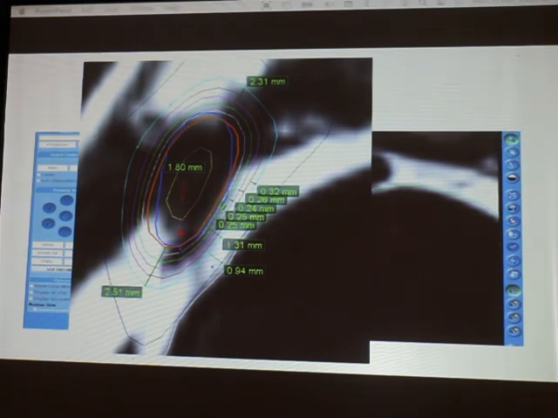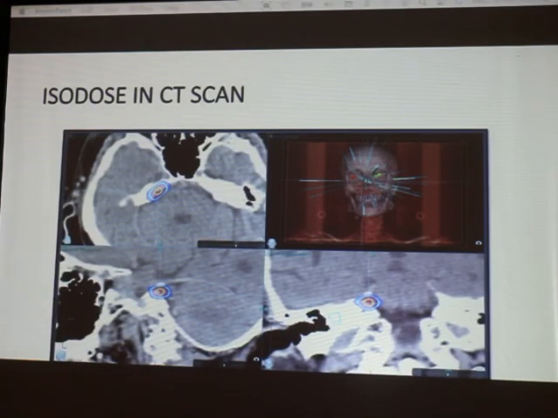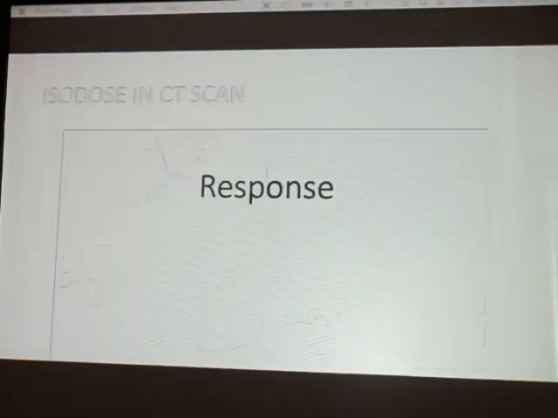So this is within the certain tolerance limit of the surrounding critical structures. This is what Cyberknife does: a very sharp falloff of dose beyond the target, which we can achieve. You can see the 70 gray of radiation in the CT scan was delivered to the target, but less than 10 gray to the periphery. So you can see a very sharp falloff of dose in this patient.